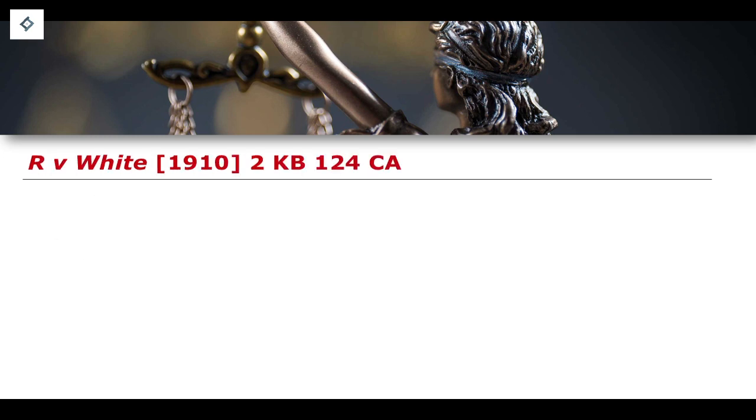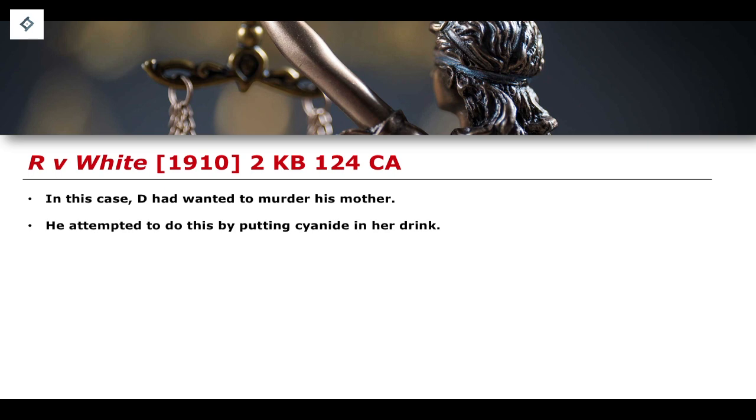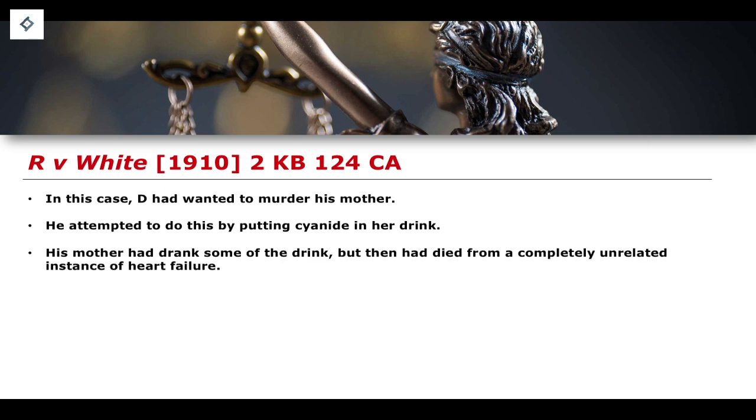And the very famous case that we can look to is from 1910, the case of Aon White. And this shows us how causation is applied in law. It's an incredibly interesting set of facts. Ultimately, in this case, the defendant wanted to murder his mother, okay? And he attempted to do so by putting cyanide in her drink. His mother then drank some of the drink, but then died from a completely unrelated instance of heart failure. You can't make it up.